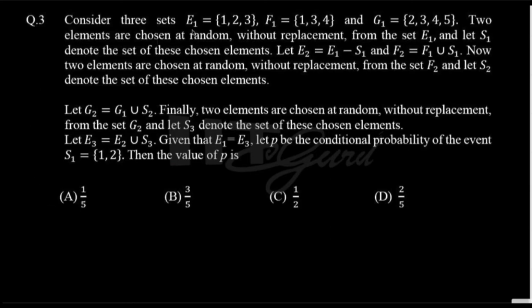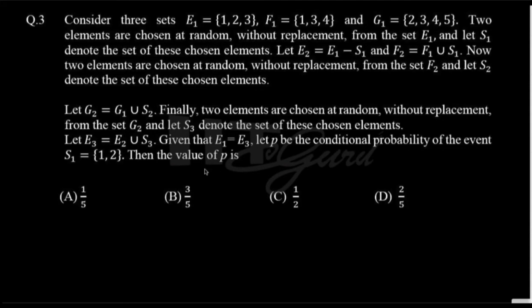Consider three sets: E1 = {1, 2, 3}, F1 = {1, 3, 4}, G1 = {2, 3, 4, 5}. Two elements are chosen at random, without replacement, from the set E1, and let set S1 denote the set of those chosen elements, so that E2 equals E1 minus S1. These conditions are given. F2 is equal to F1 union S1. These conditions you can go ahead with.